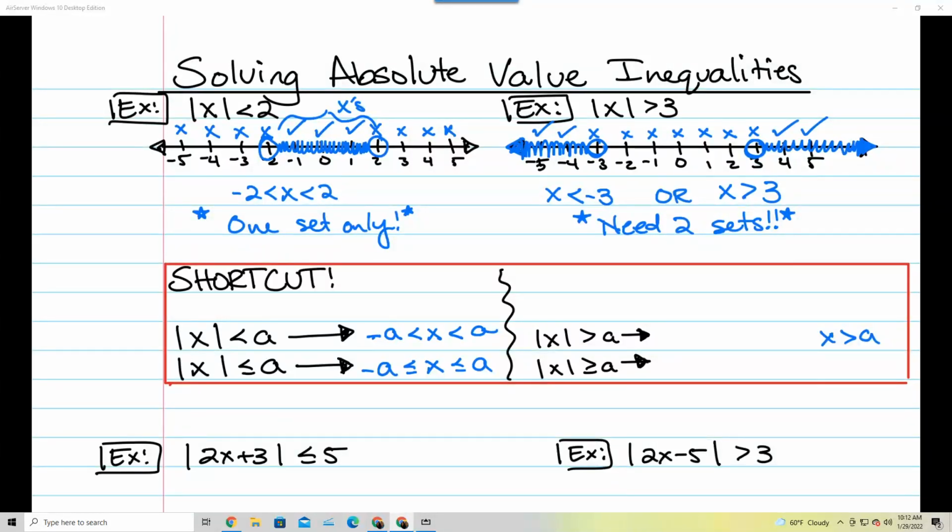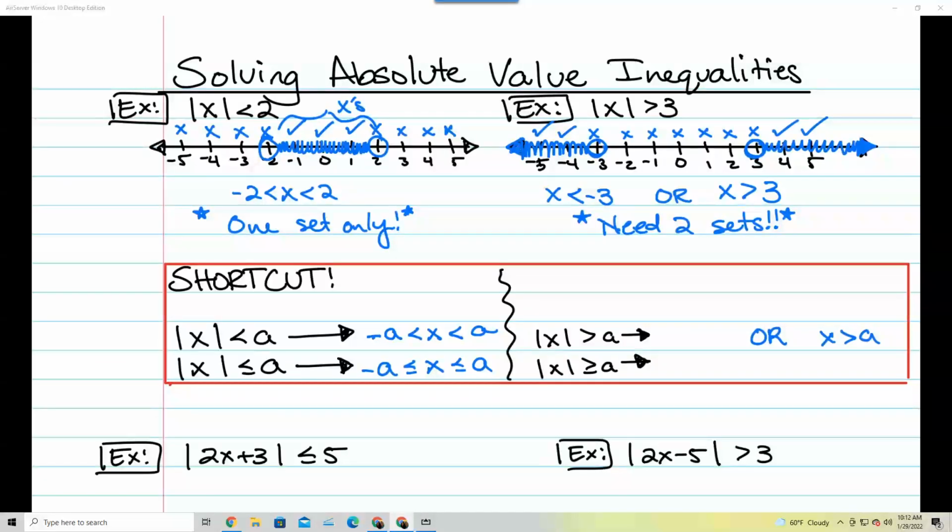My first set is the weird one. So I'm going to write the word or here. For my first set, we're going to keep that x, but I need to switch this and I need to switch this. So this is the weird one. This is where the switches need to take place.